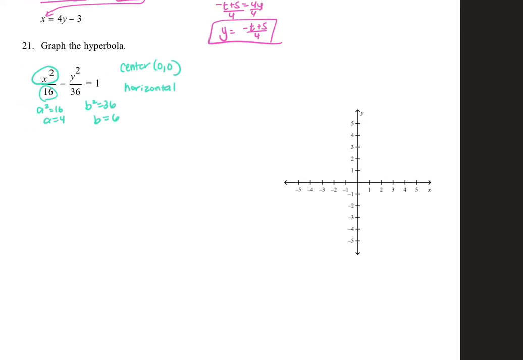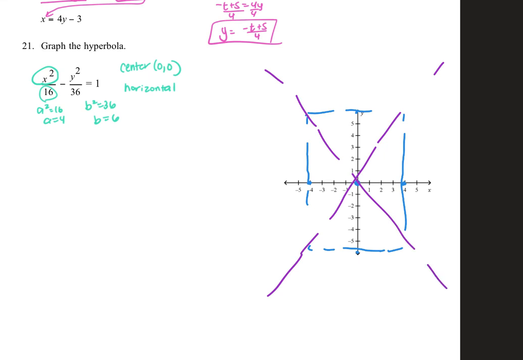So then I'm going to plot my center at 0, 0. I go right and left the 4, and up and down the 6, and then you're going to make your box. The asymptotes are going to cross through the corners of that box. Then because it's horizontal, the branches open to the right and to the left, as wide as possible without touching the asymptotes.